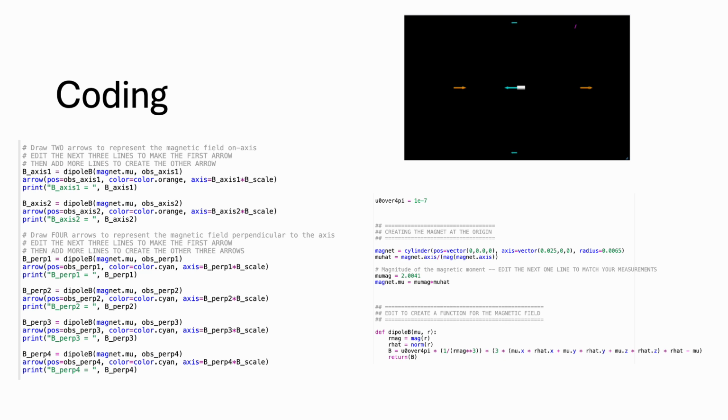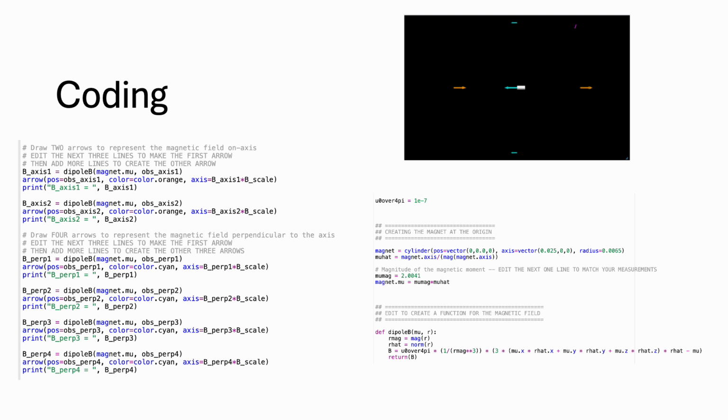So for the coding section, you can see in the top right what it looks like when it's run. In the bottom right, you have the first portion of the code, and on the left-hand side, you have the second portion of the code. On the bottom right, you can see the definition for the function that I use on the left, where we're creating a function to calculate the magnetic field.